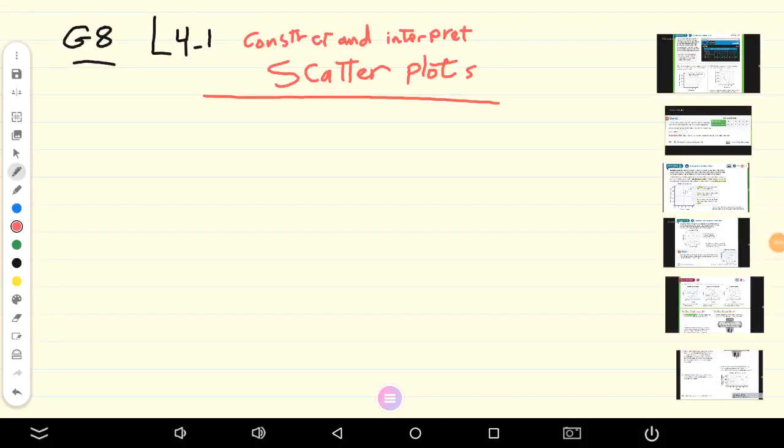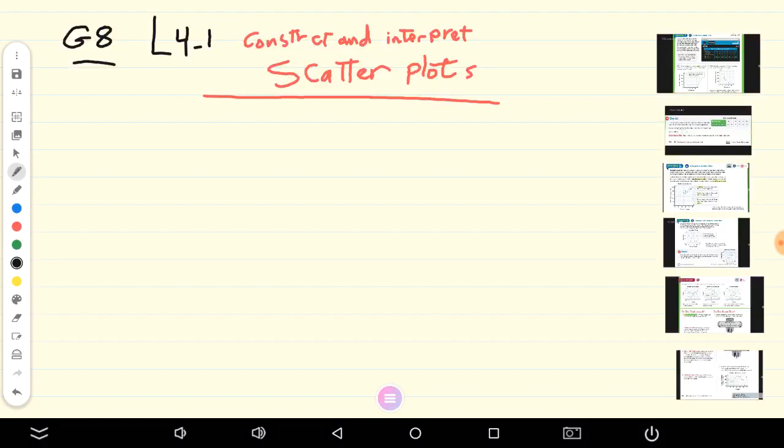Good day, everyone. Today we will talk about lesson number 4.1, the first lesson in topic 4, which talks about constructing and interpreting scatter plots.